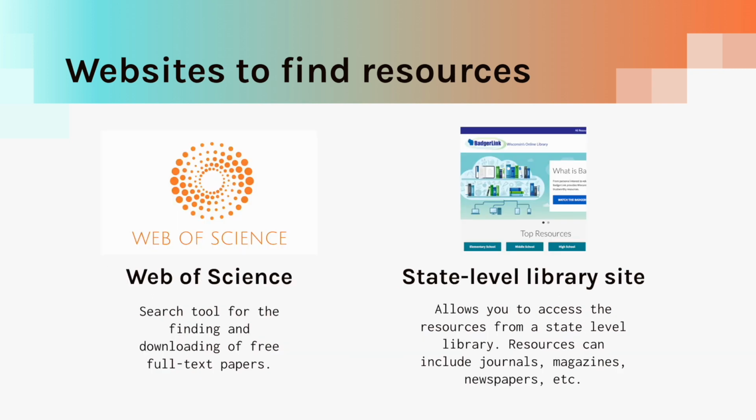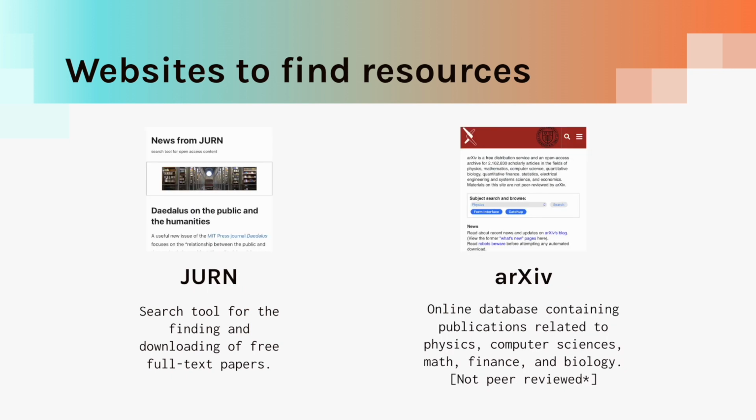Additionally, you can also consider using Web of Science and state-level library sites. Web of Science offers free downloadable full-text papers, and state-level library sites also provide access to a wide range of resources, such as journals, magazines, newspapers, etc. Next, Jurn is another useful search tool for finding academic papers. And finally, arXiv is an online database containing publications in fields such as physics, computer science, mathematics, finance, and biology.